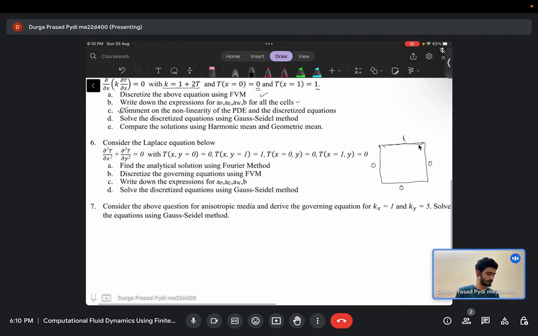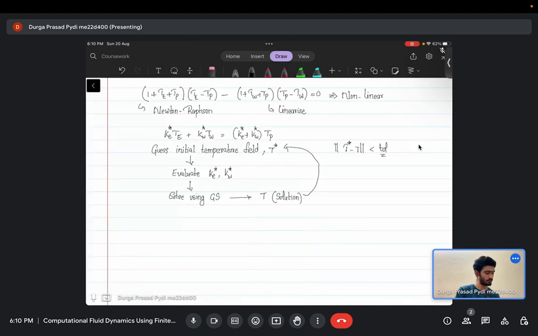Okay, now let's come to another question. This is again a standard question where you have a Laplace equation with the given boundary conditions. We need to find the analytical solution as well, and then we need to compare it with the FEM solution.